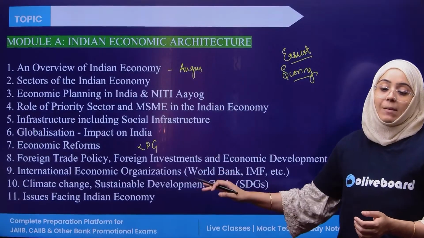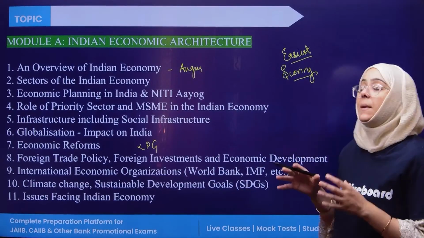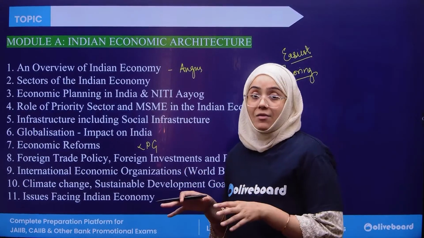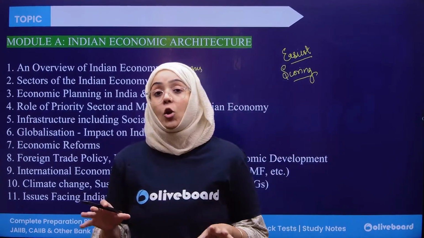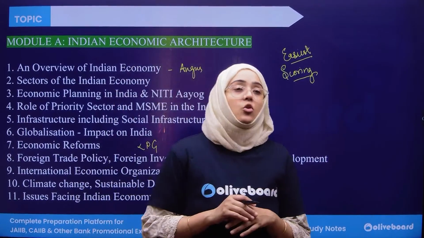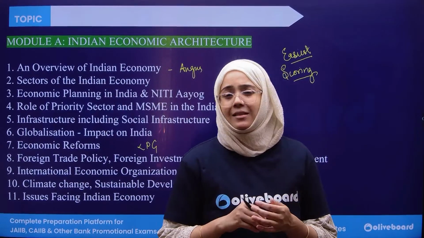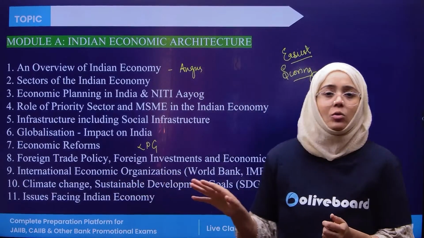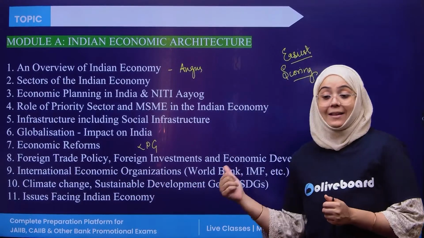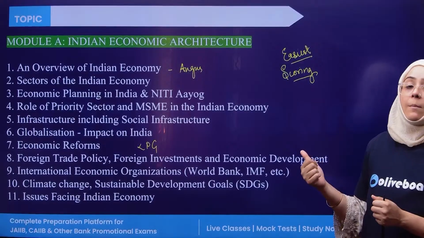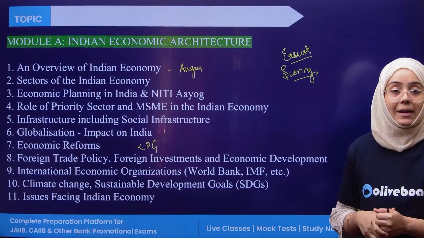So these are the complete module A, Indian Economic Architecture, right? We have 11 chapters, the easiest module of the complete syllabus. You will find nothing difficult, and this module is finished, right? It is very scoring, because you will get a lot of questions from module A, right?